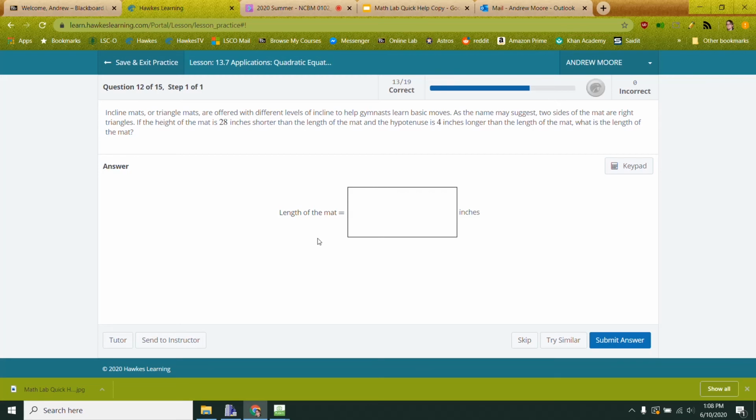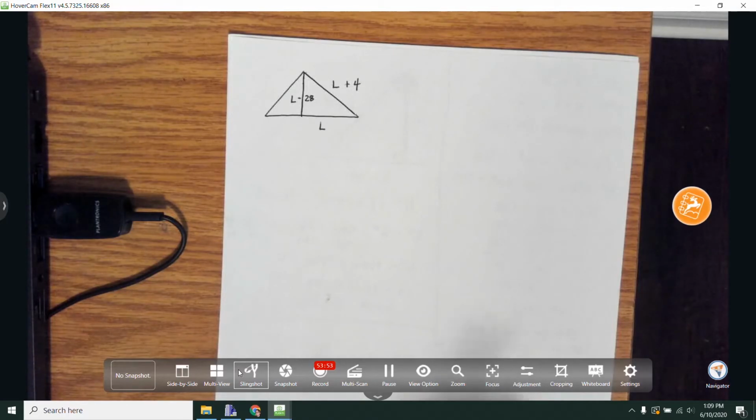Incline mats or triangle mats are offered with different levels of incline to help gymnasts learn basic moves. As the name may suggest, 2 sides of the mat are right triangles. If the height of the mat is 28 inches shorter than the length of the mat, and the hypotenuse is 4 inches longer than the length of the mat, what is the length of the mat? So that's what they're saying.